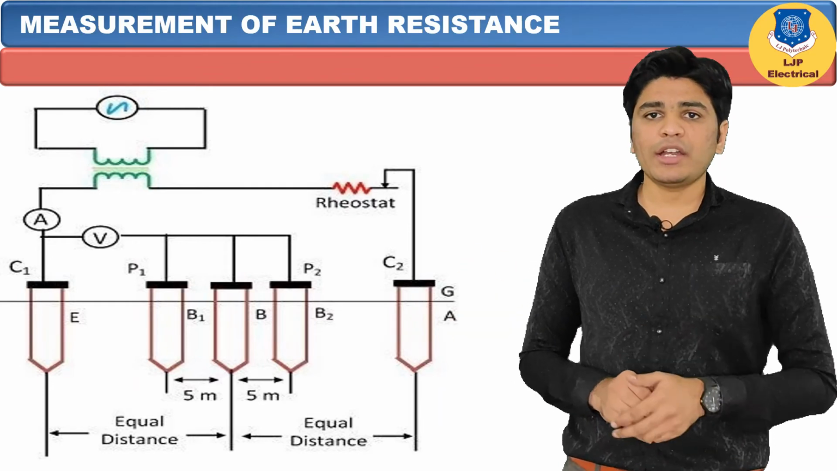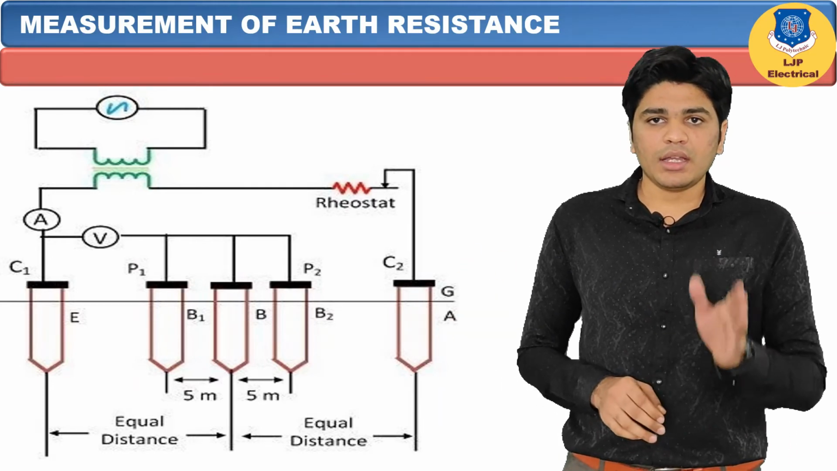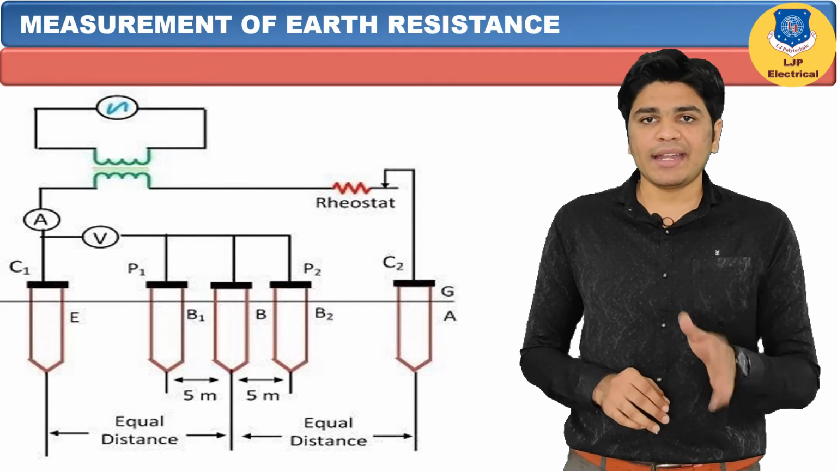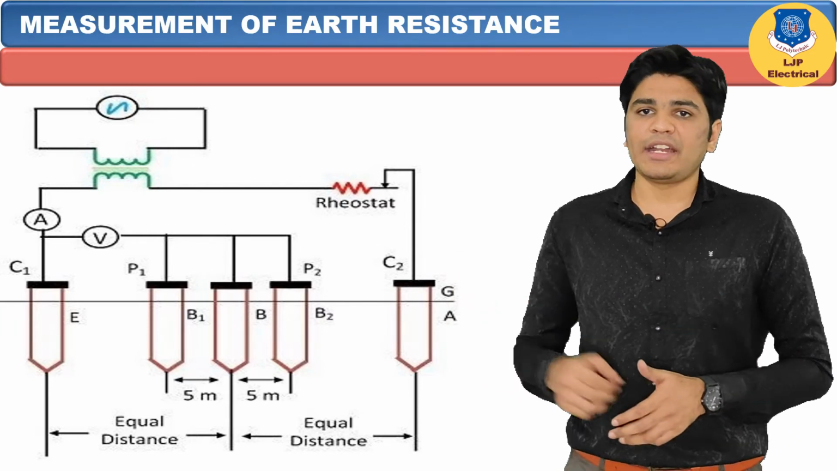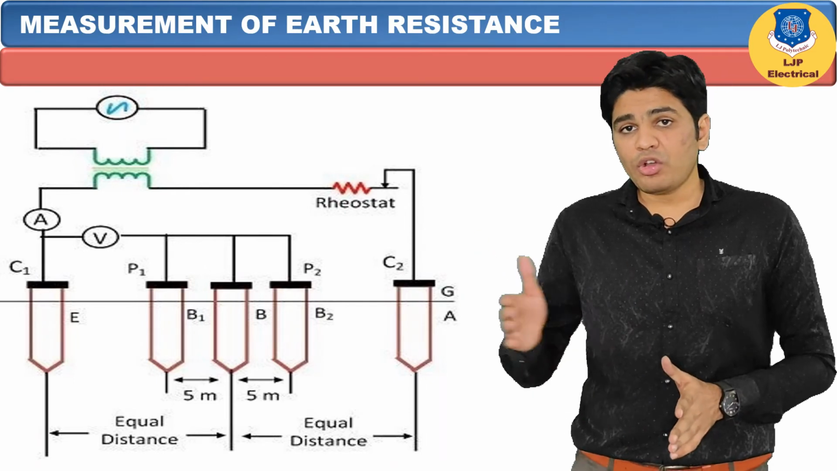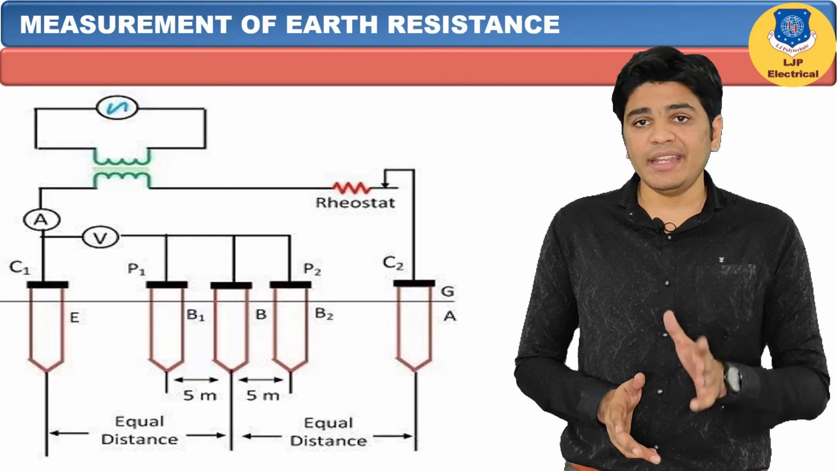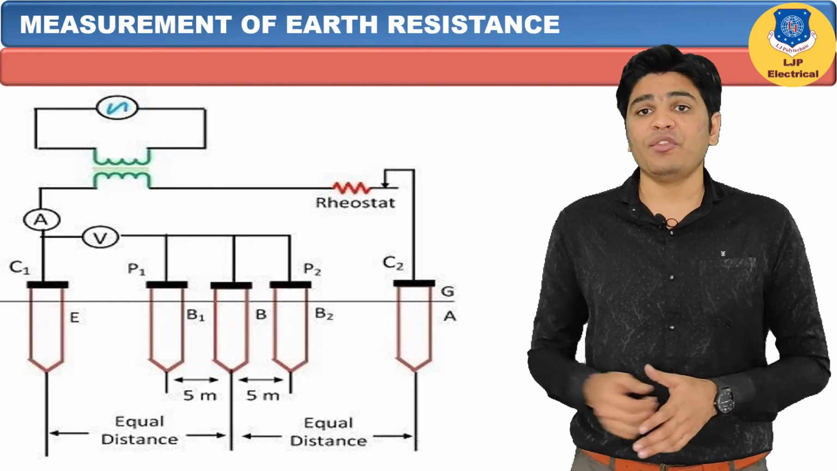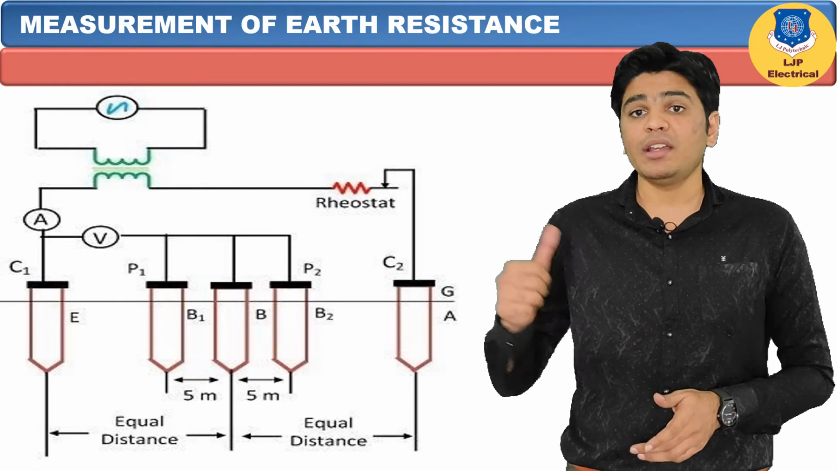The other two terminals are connected to the auxiliary electrodes A and B respectively. The value of the earth resistance is indicated by the instrument directly when its handle is turned at a uniform speed.